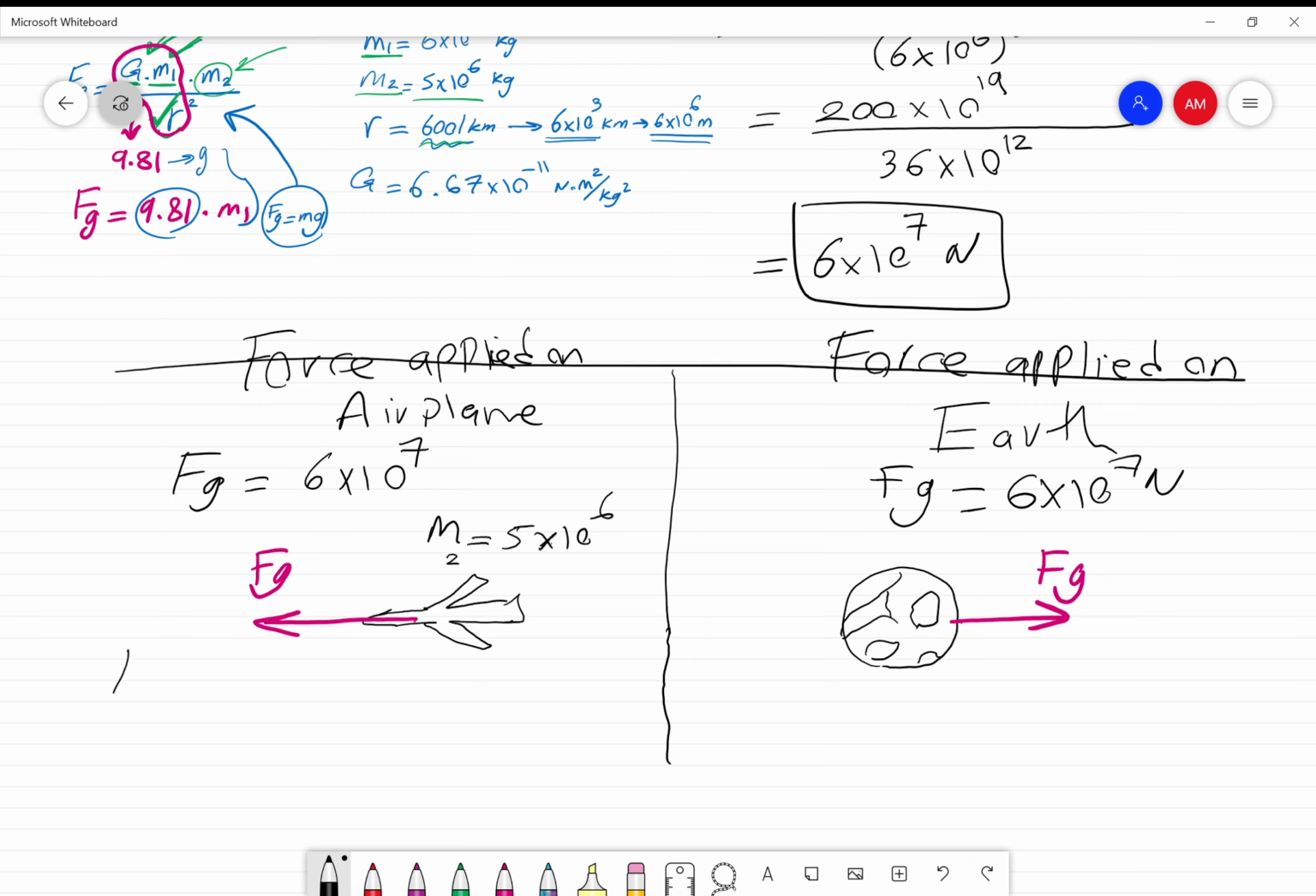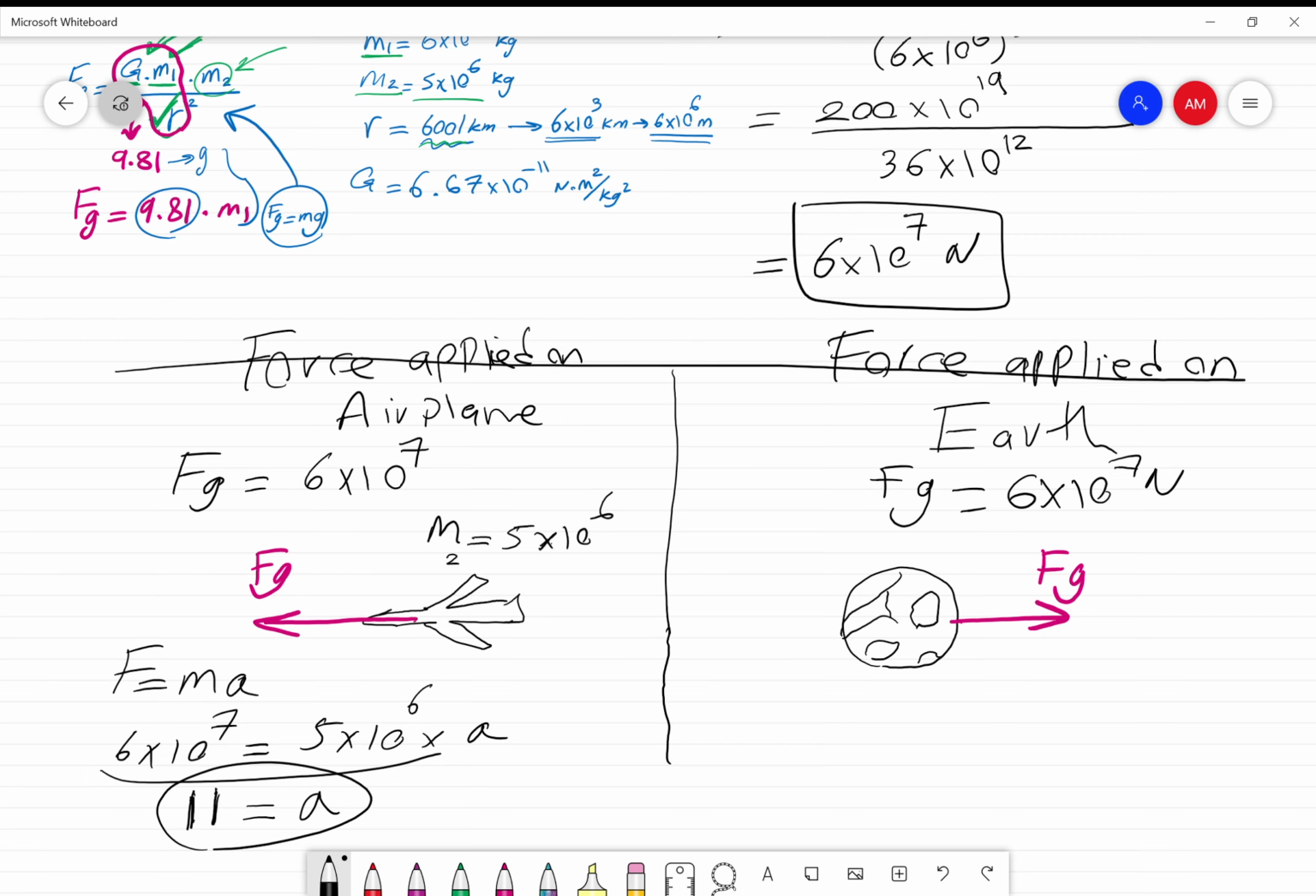Yes, we can. F equal to ma, correct? So F is how much? 6 times 10 to the power 7. M is how much? 5 times 10 to the power 6 times acceleration. Acceleration becomes very high. Acceleration becomes around 11. We know acceleration 11 is very high. What does acceleration equal to 11 mean? 11 meters per square second.